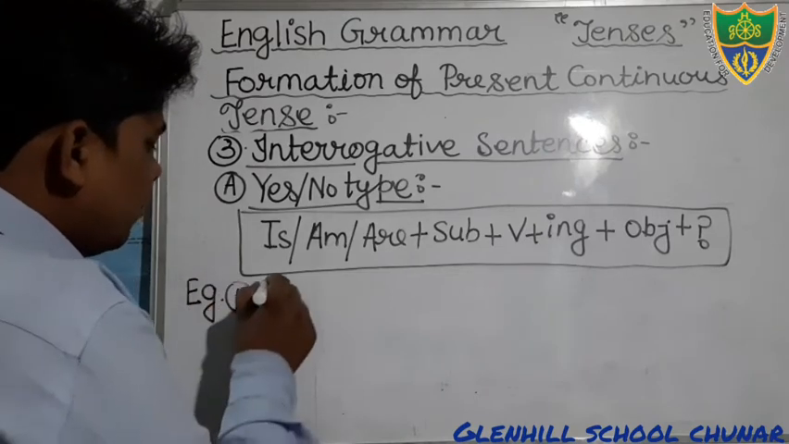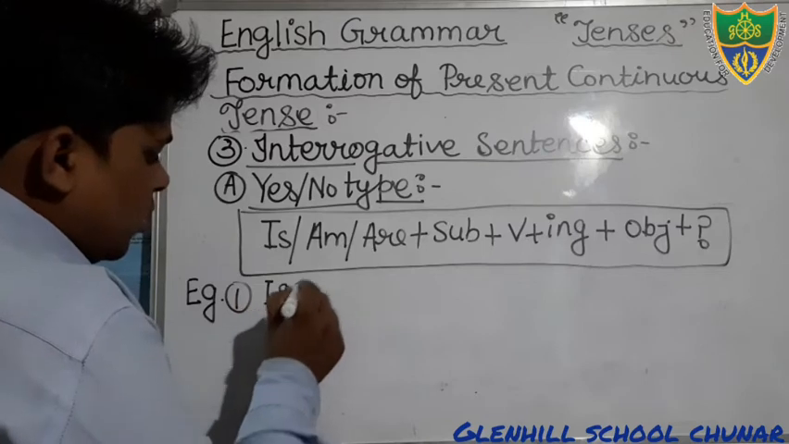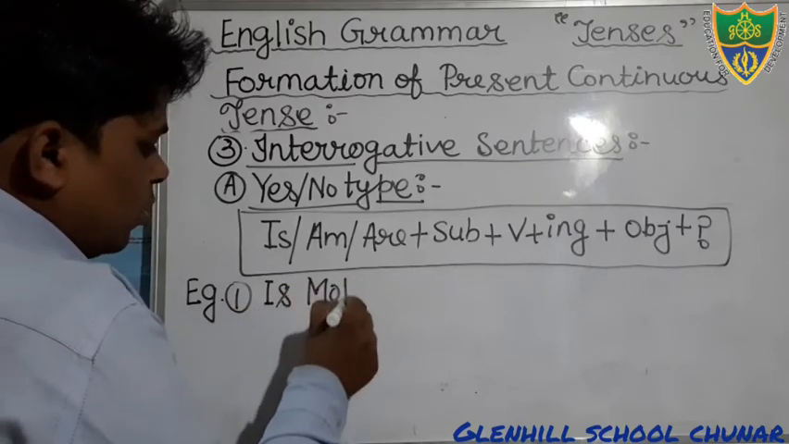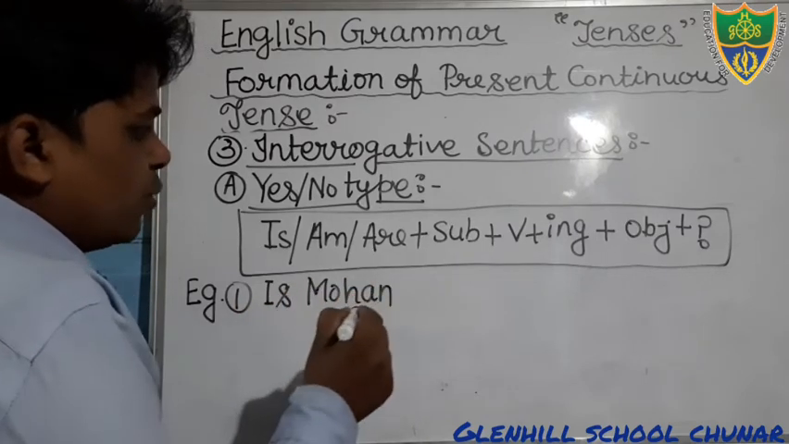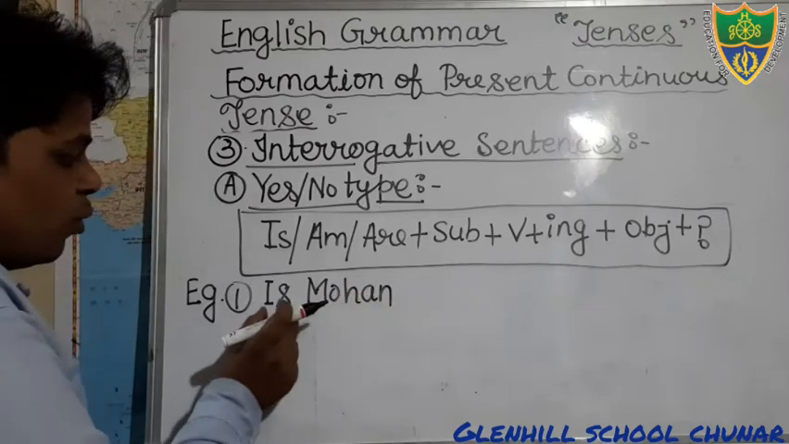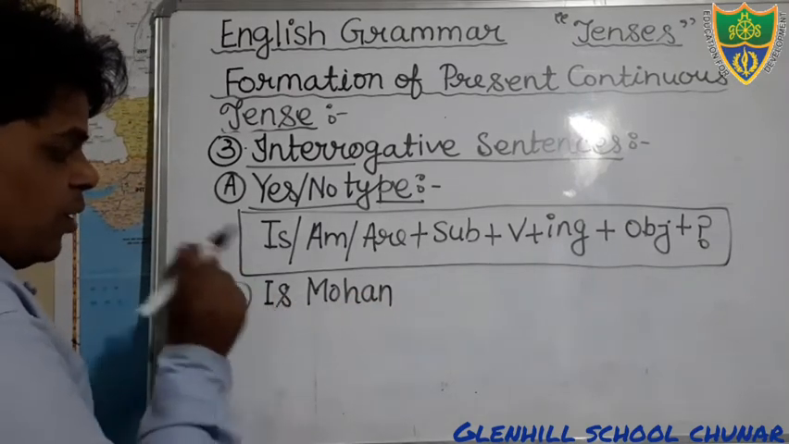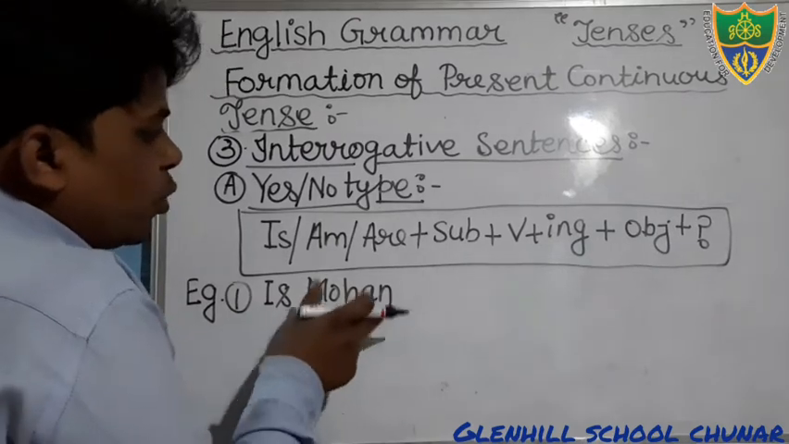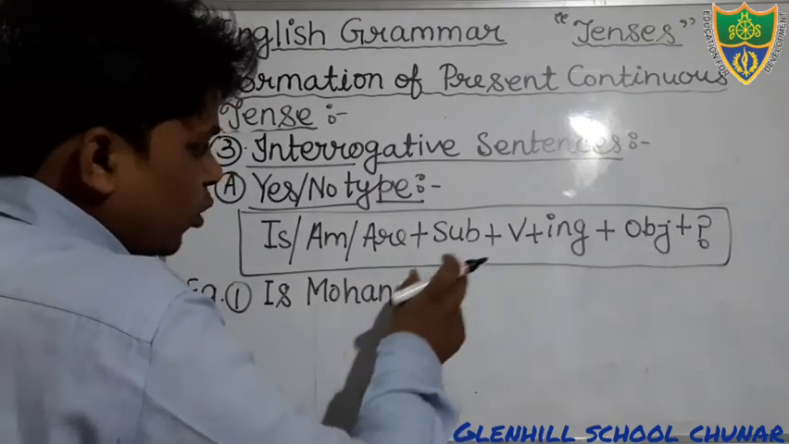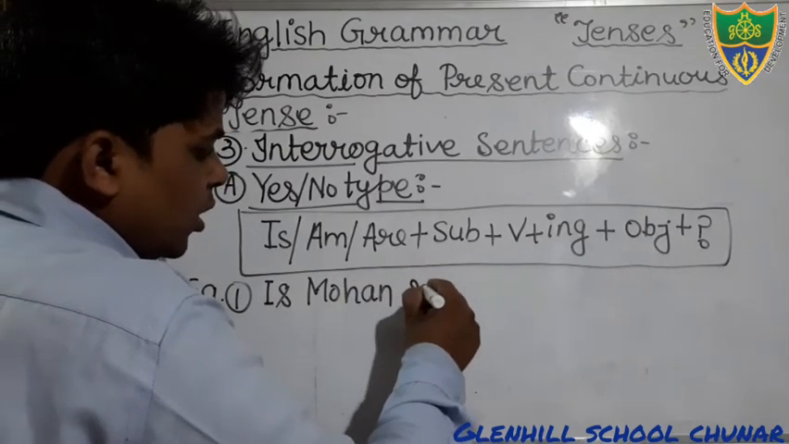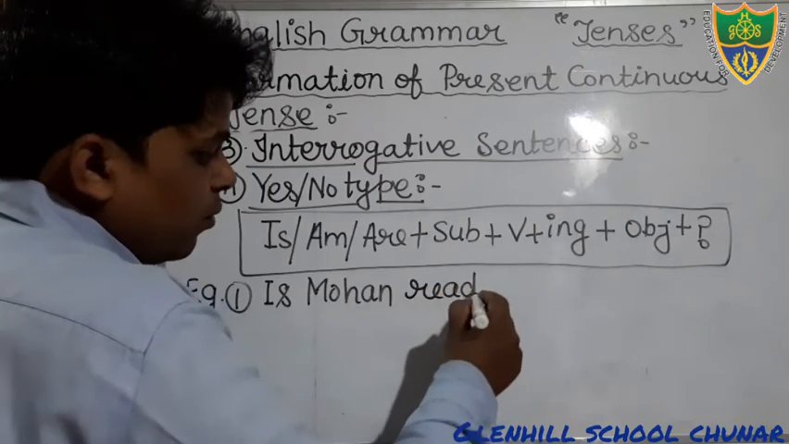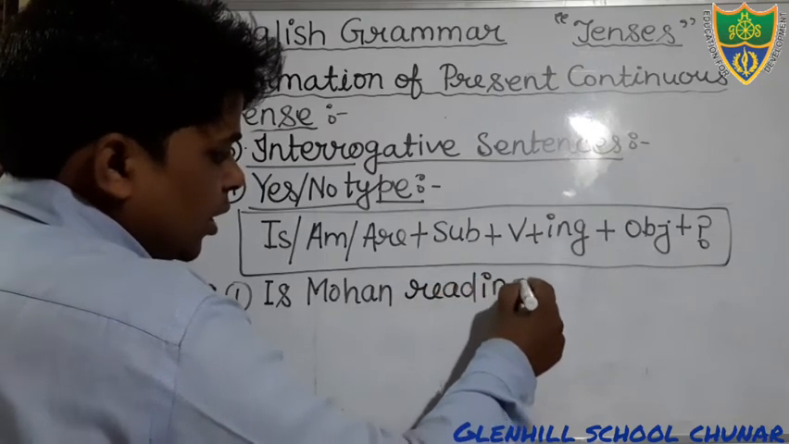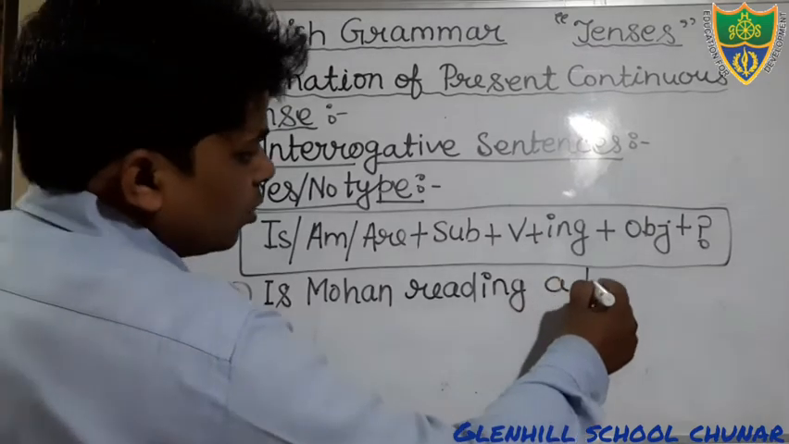Let's see, the first example is Mohan. Is Mohan. Mohan is singular, therefore we will use here the helping verb is. Is Mohan. Mohan is the subject. Read is the main verb. In the verb we will add ing. Is Mohan reading a book?